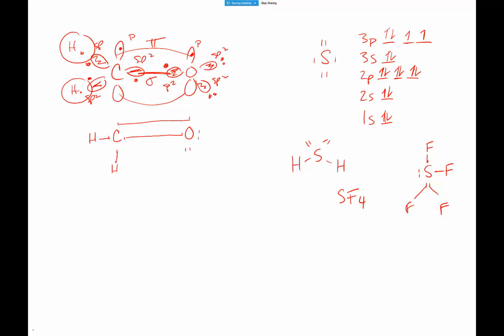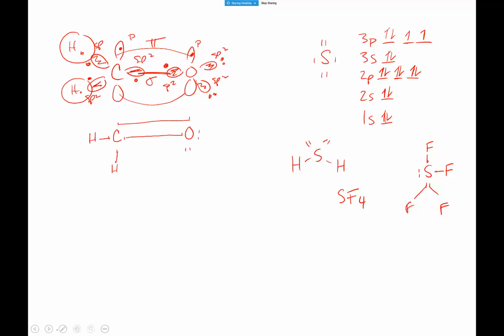That's an expanded octet. Is sulfur allowed to do that? Yes, because it's row 3 and lower, but the question is, why is it only row 3 or lower? Okay. And so that's the question we want to address here, as to what does that look like? What does SF4 look like? Right, so I'm back to yesterday.